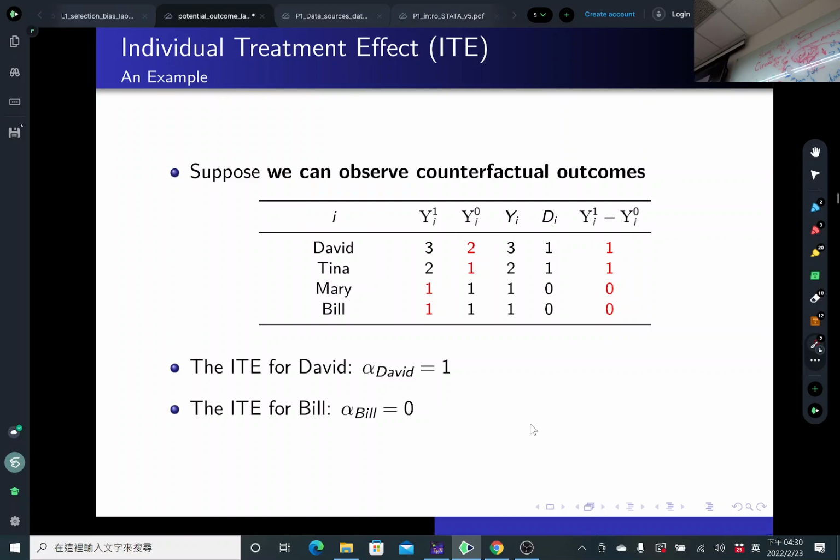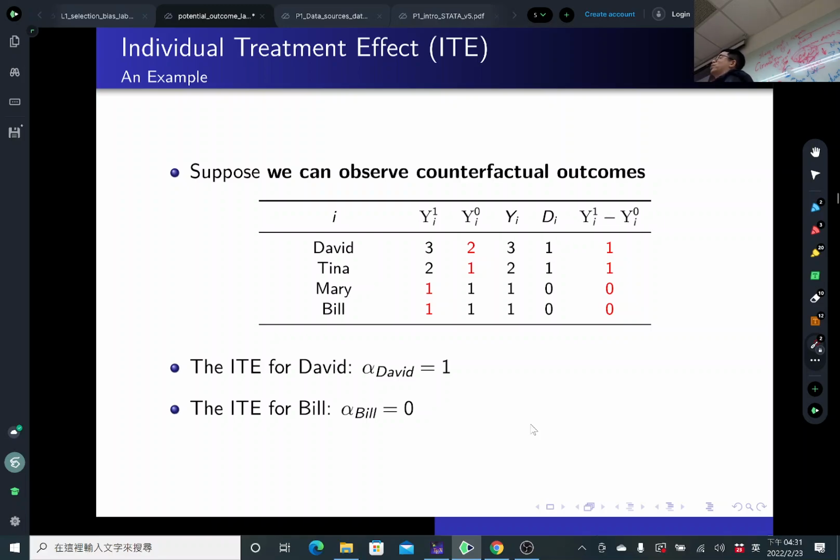For example, you know that if David decides not to go to grade school, he will earn 2 million NT dollars, where the unit is million NT dollars. If he goes to grade school, he earns 3 million NT dollars. So the difference is 1 million NT dollars. That's the effect of attending grade school on his annual earnings. And for Mary, whether she attends grade school or not, her earning is no different. She earns 1 million NT dollars either way, so you can conclude there is no effect of attending grade school on her earnings. So if you can observe the counterfactual outcomes, everything is easy.